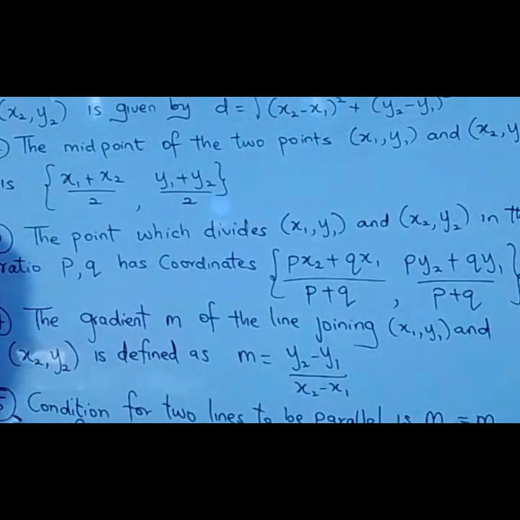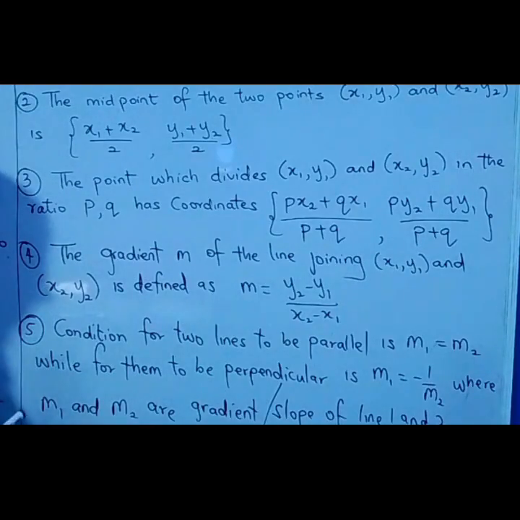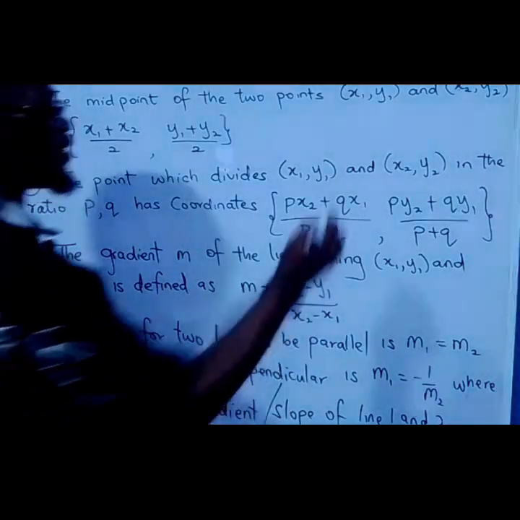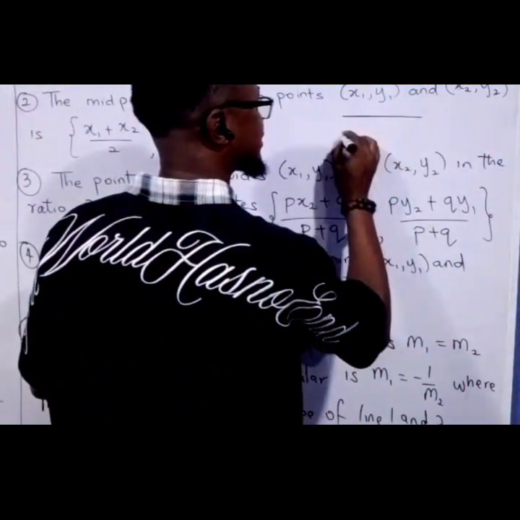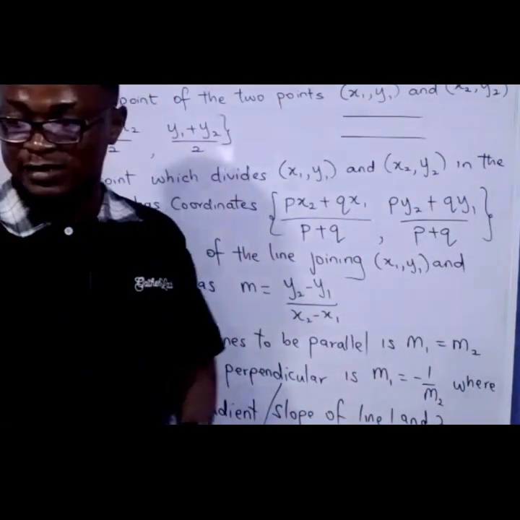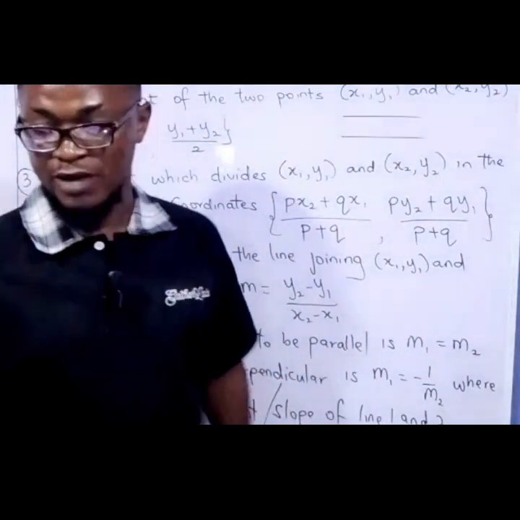Now this one is very important. Condition for 2 lines to be parallel. If we have 2 lines that are parallel, we have something like this. If they are parallel like this, that means they are moving in the same direction. Is that not so?